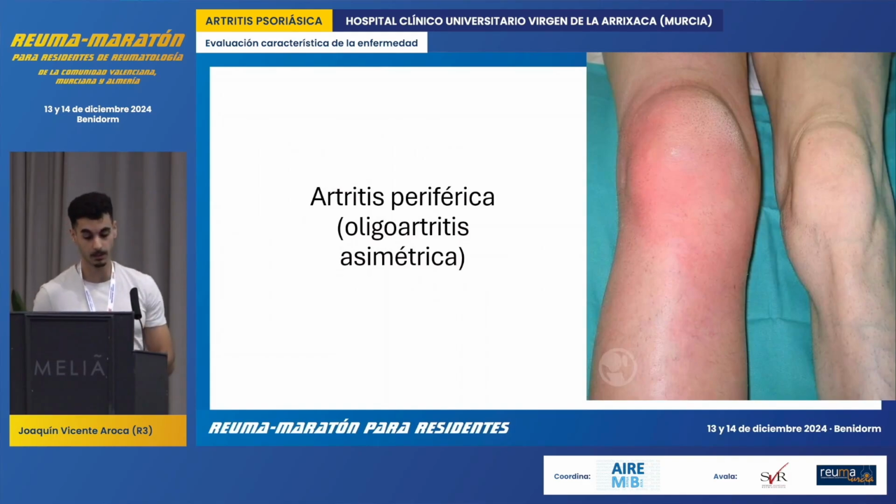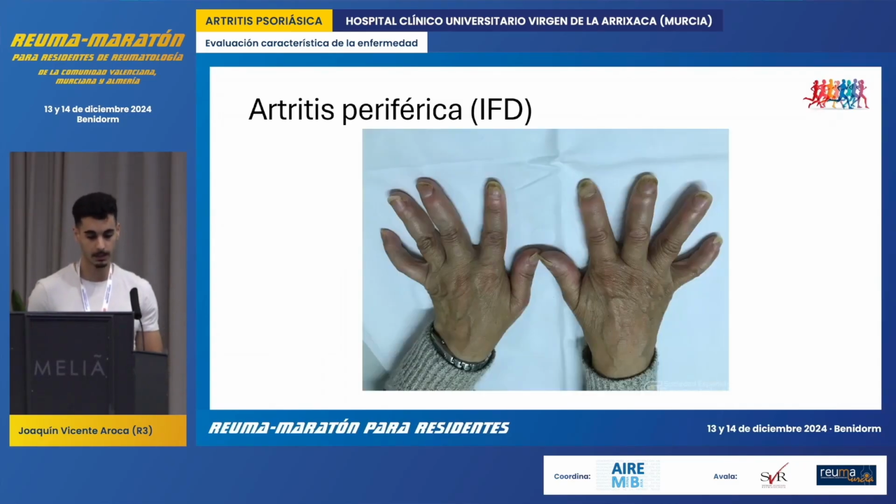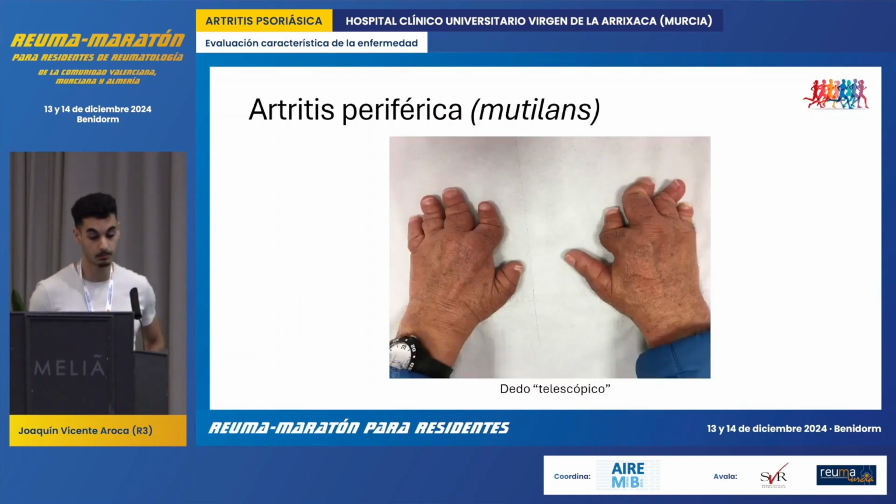Regarding these domains, arthritis, peripheral involvement, which we mentioned, can very typically present as monoarthritis of the knee. We can see that in this case. As for the polyarthritis pattern involving more than 5 joints, here we can see how practically all the joints in the hand are affected, with a predominance in the distal interphalangeal joints, and a very typical image of mutilating arthritis. With these telescoping fingers, we can see that there has been osteolysis and resorption of the phalanges.